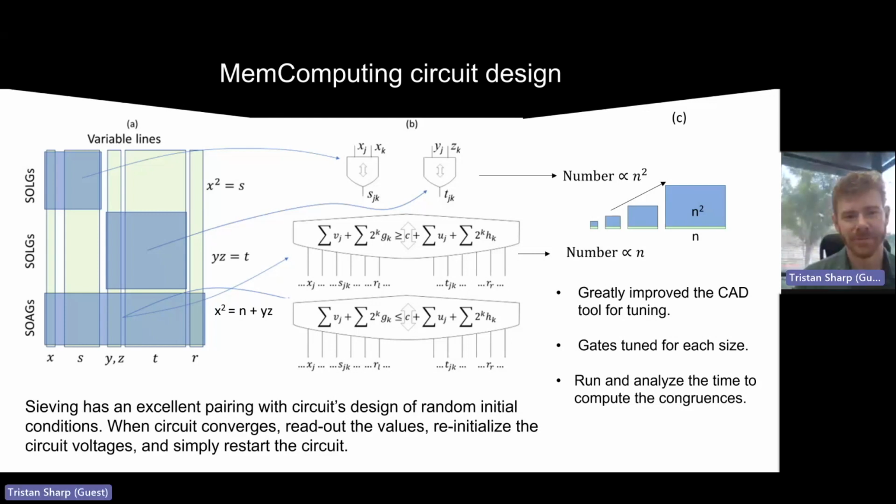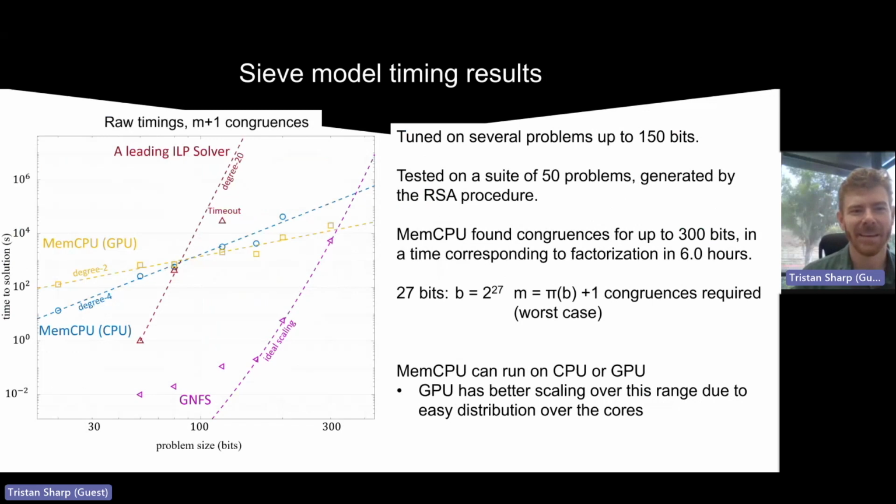So now the product gates actually grow like n squared, and the sum gates grow as n. So it's a lot of work to greatly improve the CAD tool. Now we have a better CAD tool for tuning, and we tuned to each size, ran and analyzed the time to compute the congruences as you run the circuit. We were very curious: are we going to get this characteristic behavior that we've seen before from MEM computing? And you just do the timings.